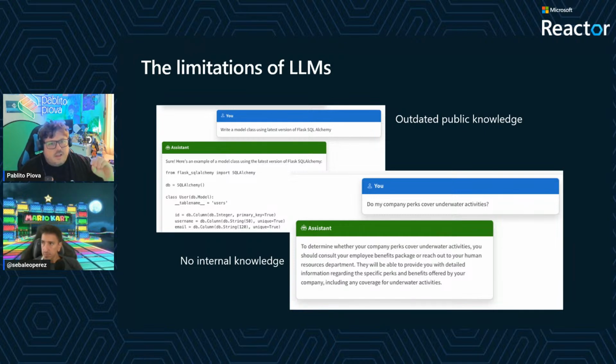Well, I have to mention that we have two limitations of LLMs. The first is outdated public knowledge. The language models only know what they have learned up to a certain point in time. If information changes, like a new software version, for example, the model may provide incorrect or outdated answers, right? Another thing is the lack of internal knowledge. The LLMs do not have access to private or internal company data. For example, if you ask about employee benefits, the model won't be able to answer because it doesn't have access to that information, right?